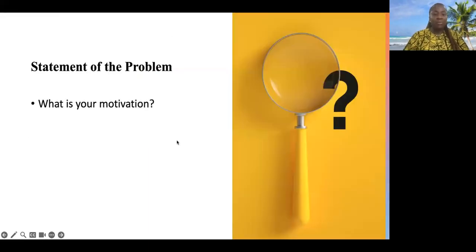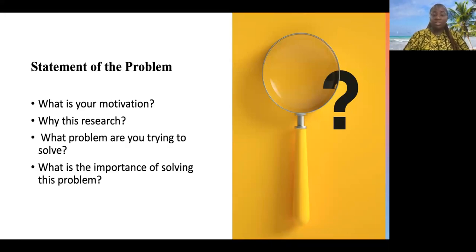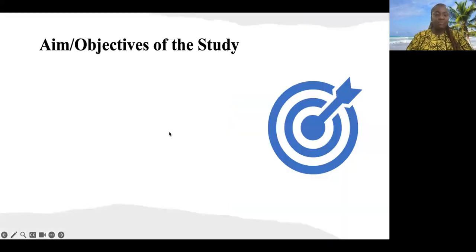Then the statement of the problem. What is your motivation? Why is this research important? Why are you carrying out research? What problem are you trying to solve? Why this research? You need to tell us. And what's the significance? What's the importance of solving this problem? This is actually what drives the research. If there's really no problem to solve, then there's no research to do. So you need to tell us what exactly you're trying to achieve by carrying out this research.